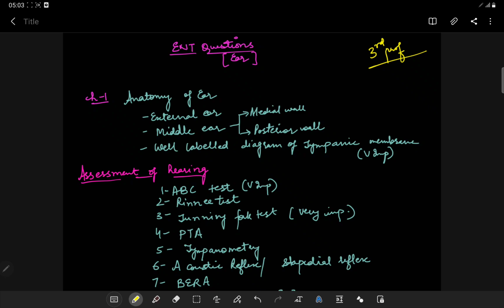So let's get started. In chapter 1 you have to study about the anatomy of the ear. The anatomy of the external ear can be asked, and most importantly the middle ear, because they can ask us about the anatomy, especially the walls. They can ask the medial wall, posterior wall, what are the landmarks which are present, and they can ask us about a well labeled diagram of the tympanic membrane. वो भी हमसे पूछ सकते हैं.